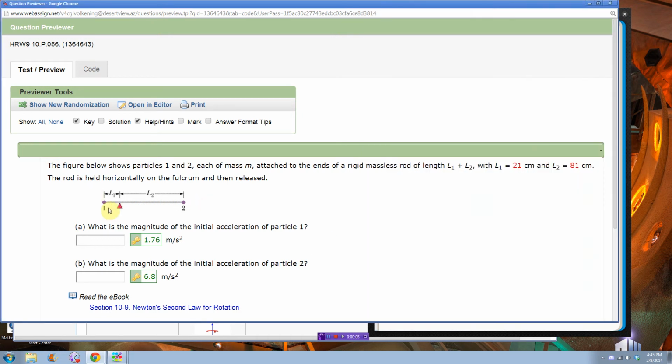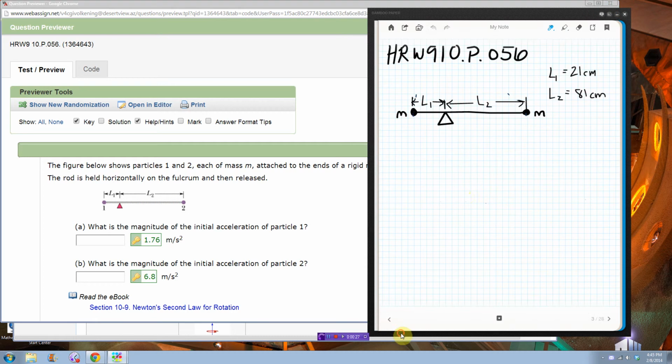HRW910P056. We have a massless, rigid rod with two masses on the ends. We have them balanced on a fulcrum where we know the distance from each end to the fulcrum, and we want to know, if we set it up horizontally and then let it go, what the magnitude of the initial acceleration of the particles on each end is.